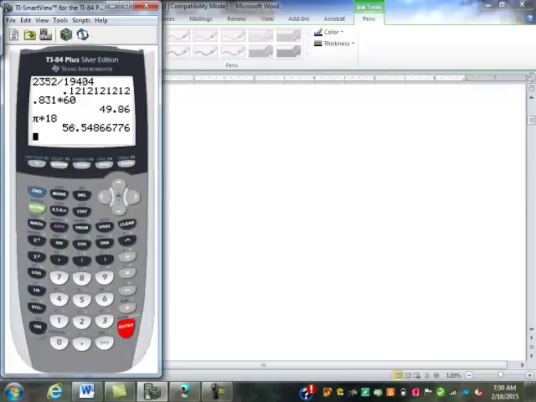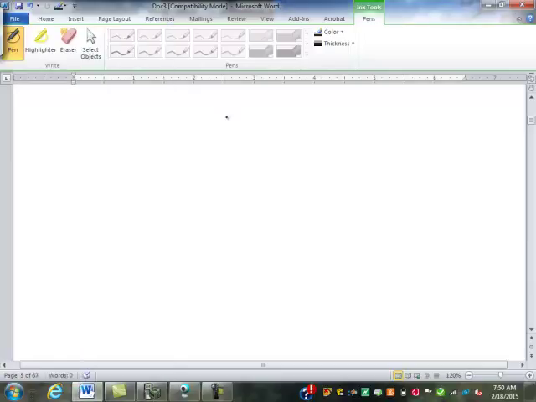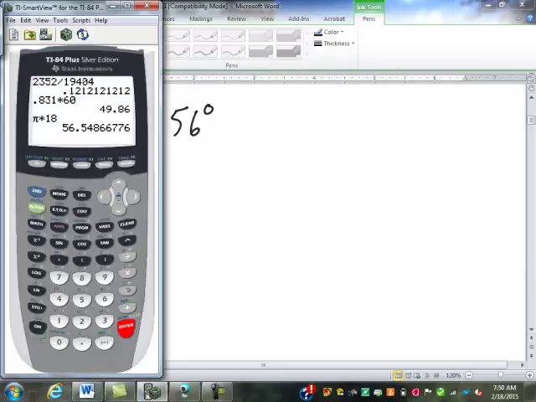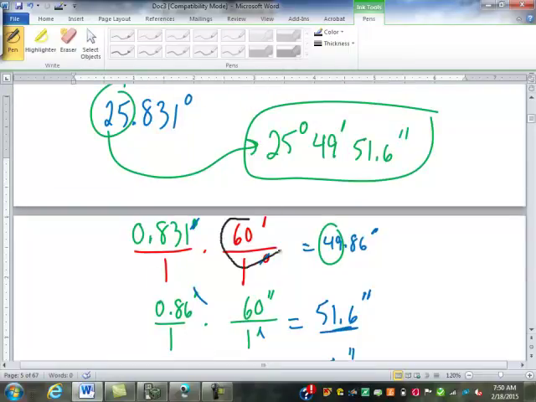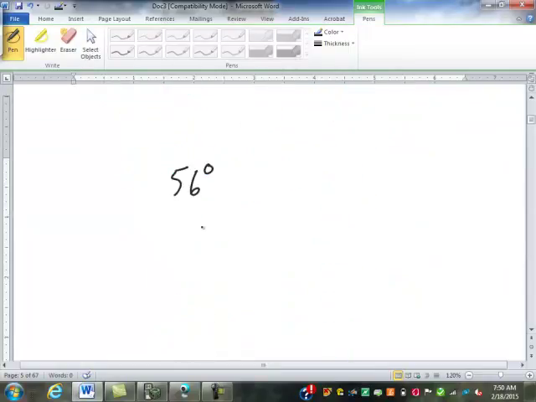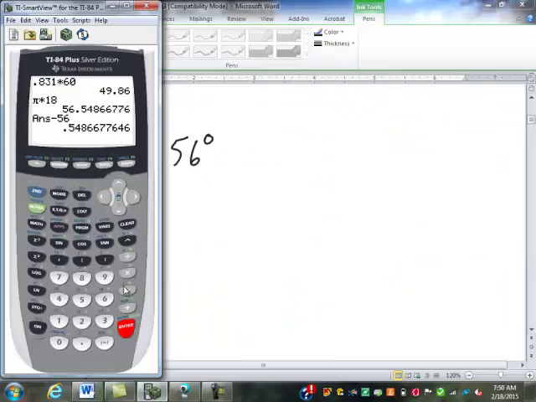The 56, of course, is my degrees. I'm writing down 56 degrees. All I have to do on the calculator now is go minus 56. I've taken it off, and I'm down to my decimal. If I look at my conversions up here, my next step was to multiply by 60. So I can just times 60.